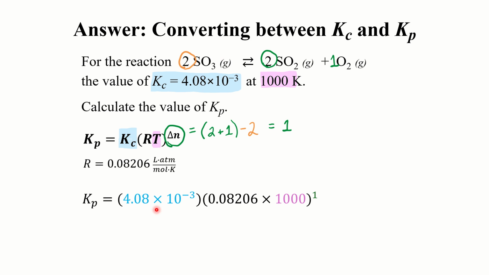Plug this value in for Kc, plug this value in for R, this value in for T, and then this value gets plugged in for delta N, and you get an answer of around 0.335. And again, these K values are unitless. The Kc value is unitless, as will the Kp value.